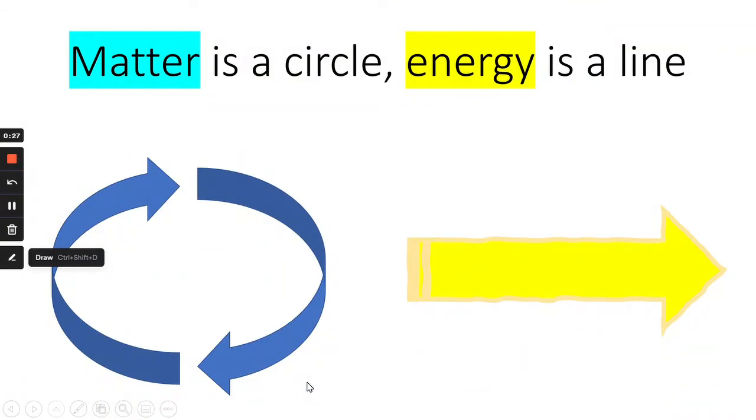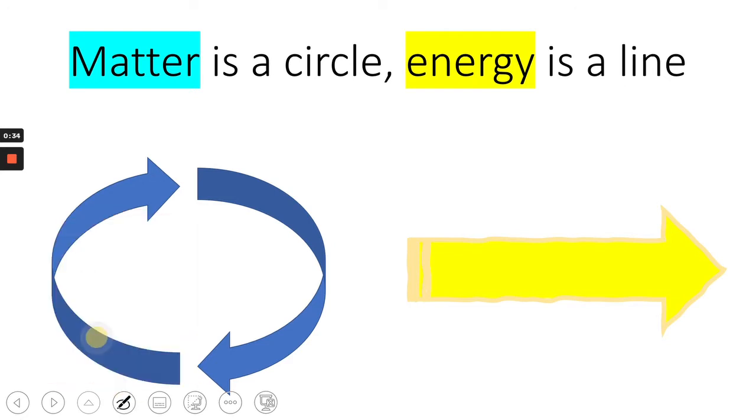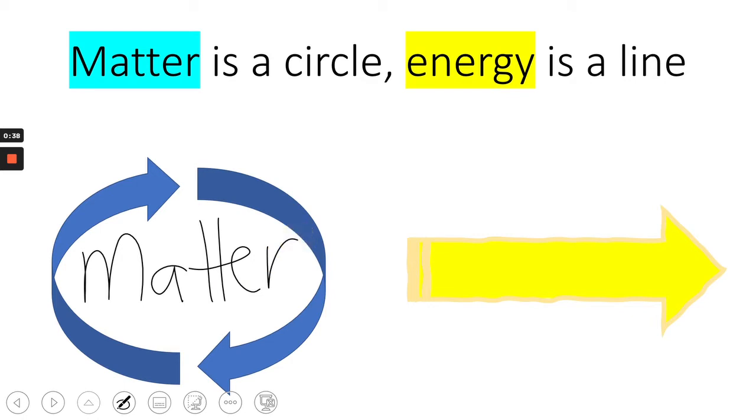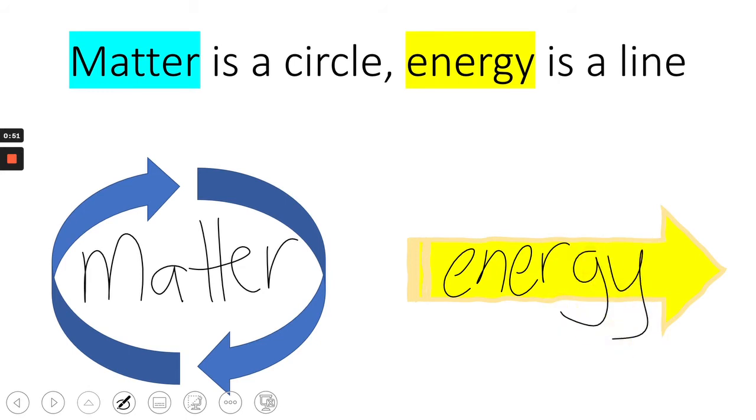Let's jump in. So the big idea today is matter is a circle. So I'm going to write that right here. Matter is a circle. It keeps on going around and around. It doesn't get used up and it stays on the planet. Energy is a line. It goes through the different organisms and everybody takes a bite out of it. And by the time the decomposers are done with it, it's all used up.